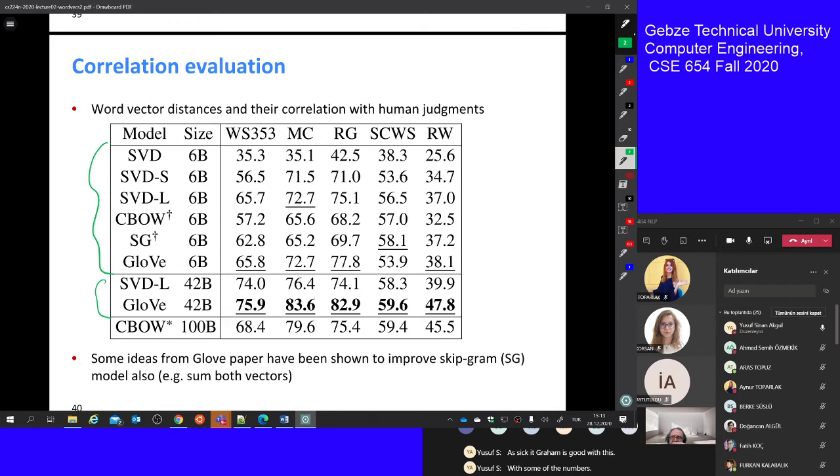What are those numbers? Human judgment. Is it the data set? But data set is here. Maybe the data set 6 billion. But different data sets, they don't have the same amount of numbers. Maybe they did not use the whole data set.